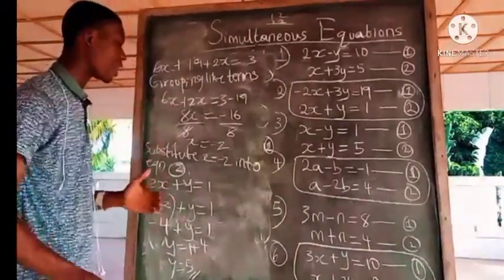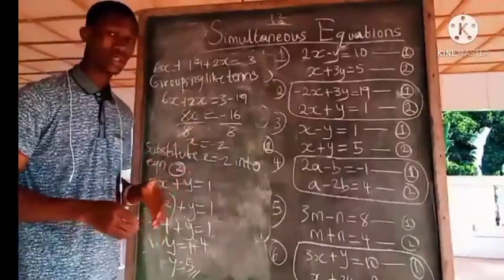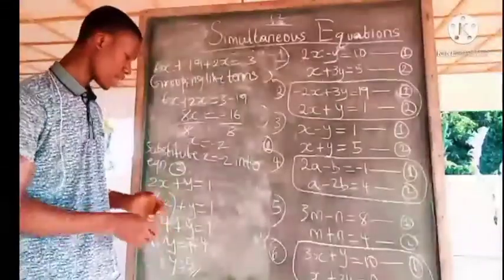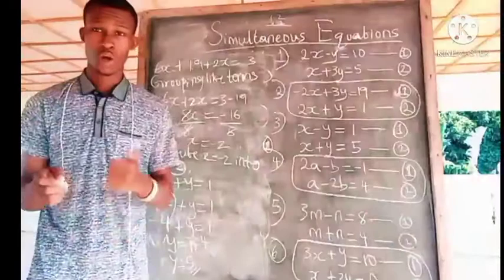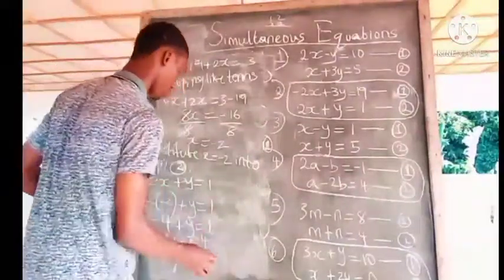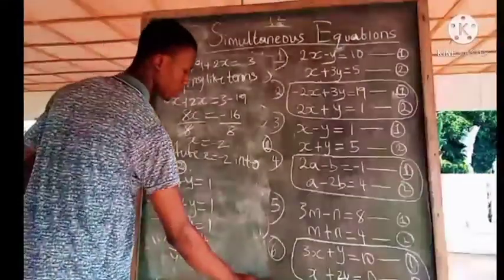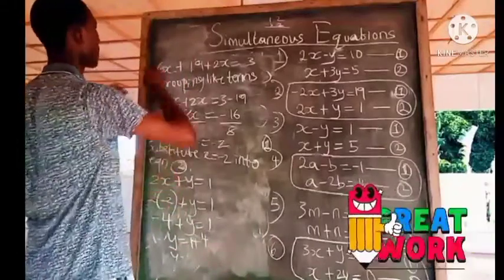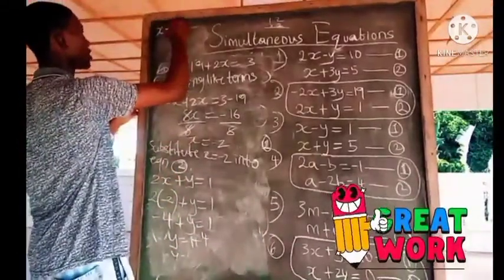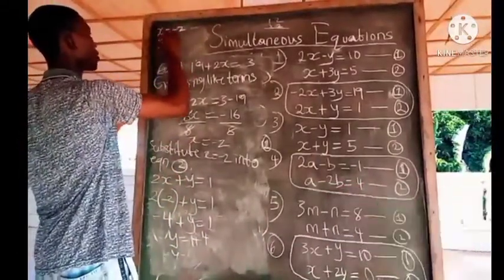So which means now that we have our x, which is what? Negative 2, and our y, which is equal to what? 5. Now let's place the result right here. x equal to negative 2 and y equal to 5.